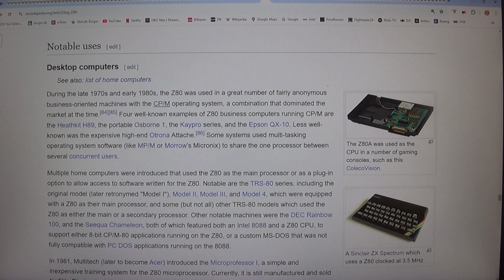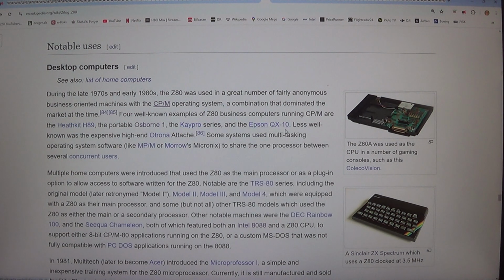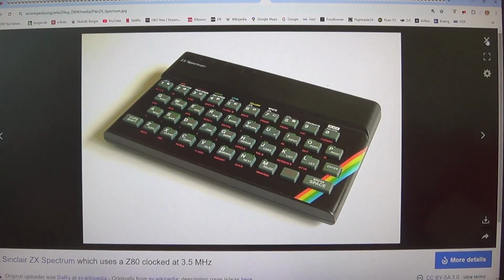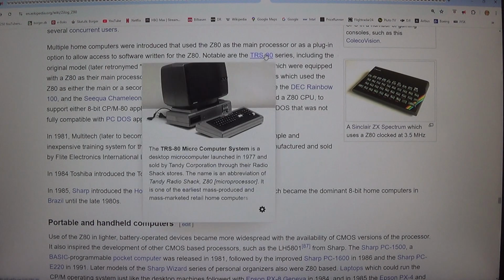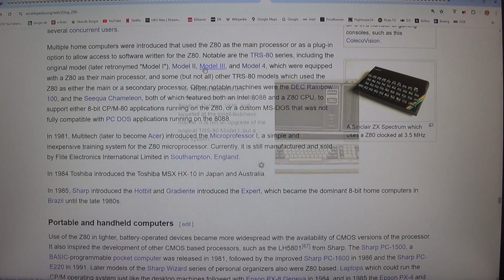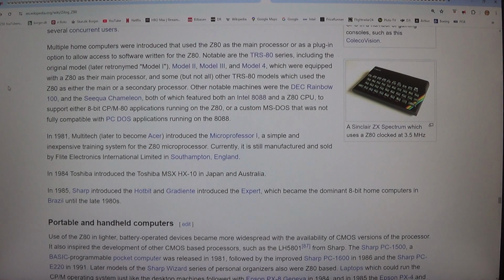Some systems used multitasking operating system software, like MP/M or Morrow's Micronix, to share the one processor between several concurrent users. Multiple home computers were introduced that used the Z80 as the main processor or as a plug-in option to allow access to software written for the Z80. Notable are the TRS-80 series, including the original model, later retronamed Model I, Model II, Model III, and Model 4, which were equipped with a Z80 as their main processor, and some, but not all, other TRS-80 models which used the Z80 as either the main or a secondary processor.